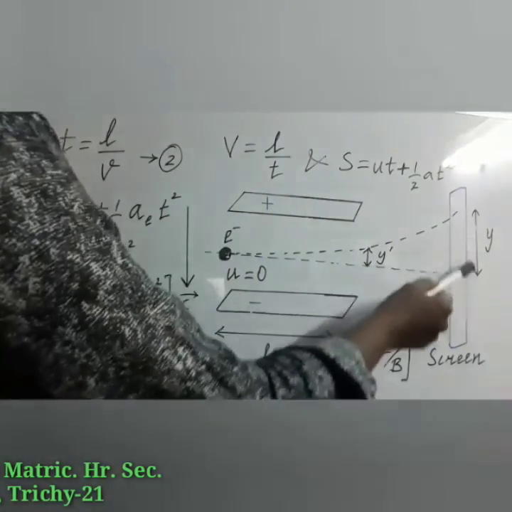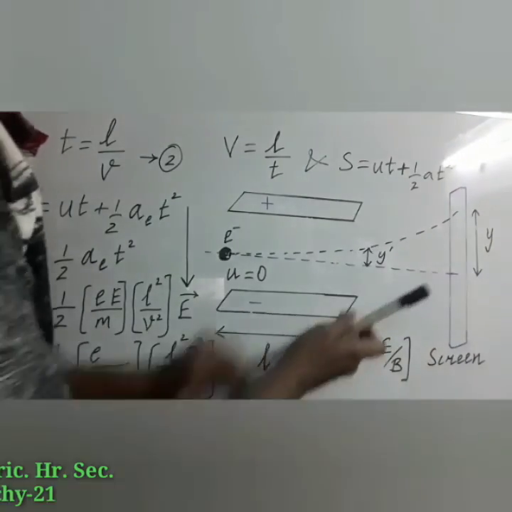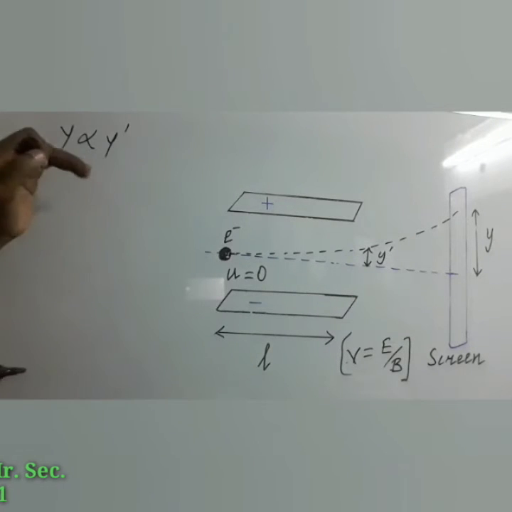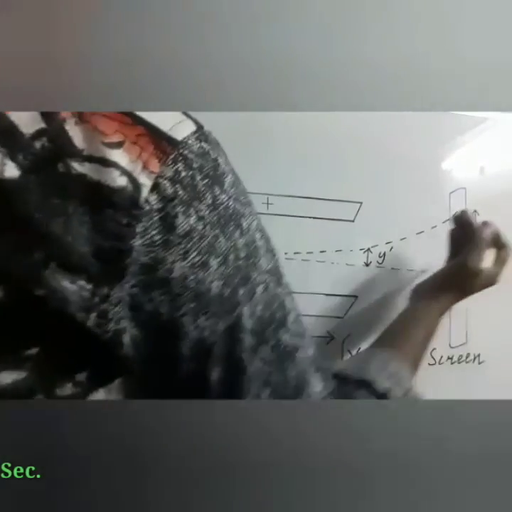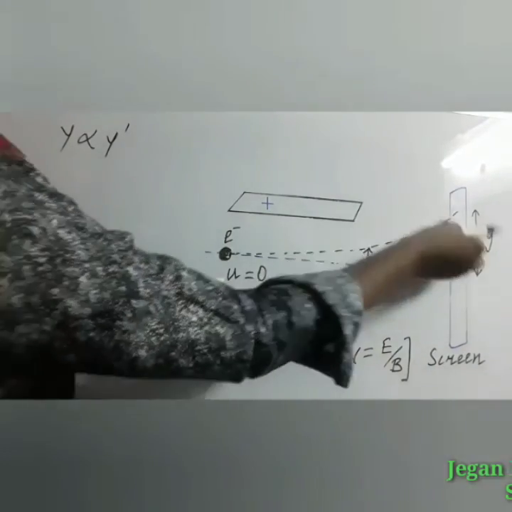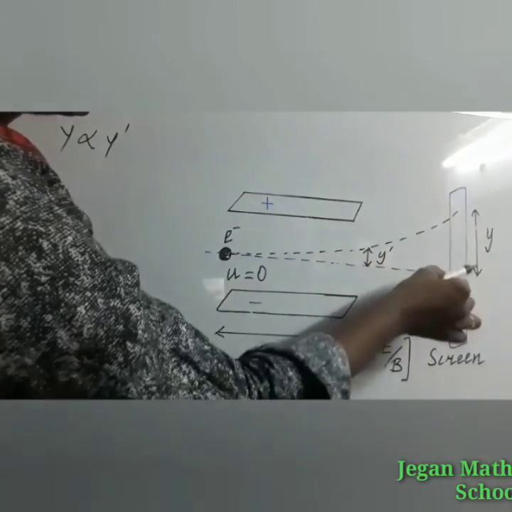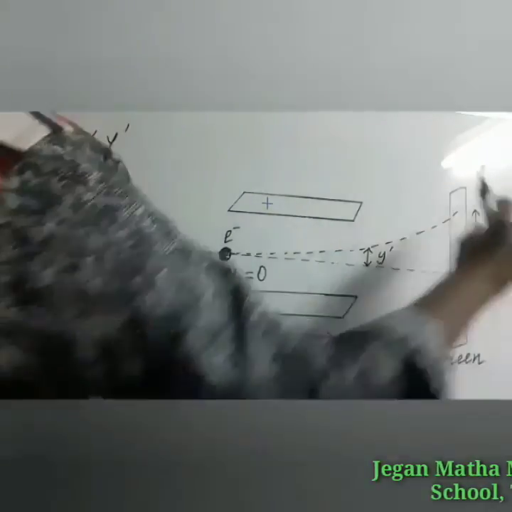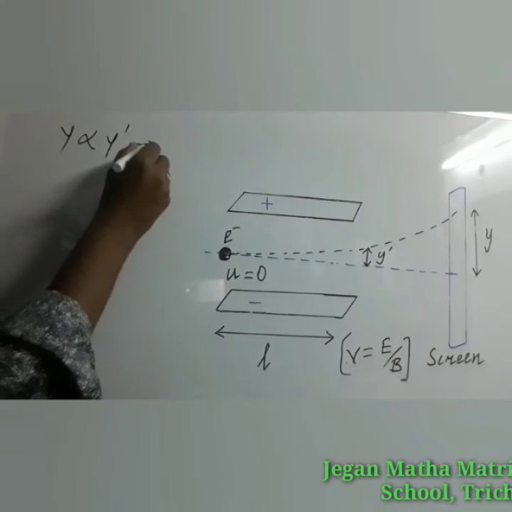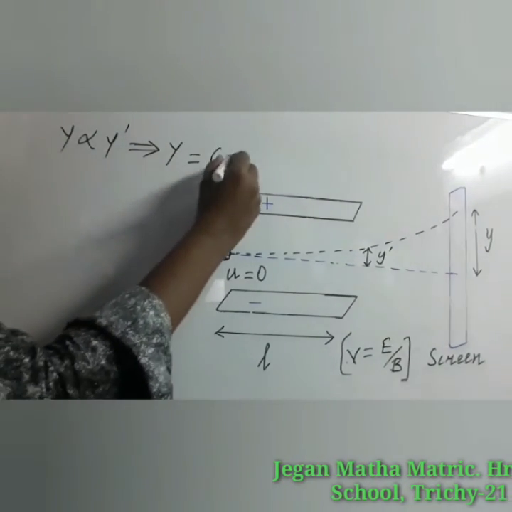The vertical displacement on the screen, that is y, depends on the vertical displacement at the edge of the plates. So that can be written like this: y directly proportional to y dash. If this deflection is more, y is also maximum. If this deflection is less, then on the screen the vertical displacement y is also less. So y is directly proportional to y dash. How can you make that into equation form? We have to introduce some constant. So y is equal to c y dash.